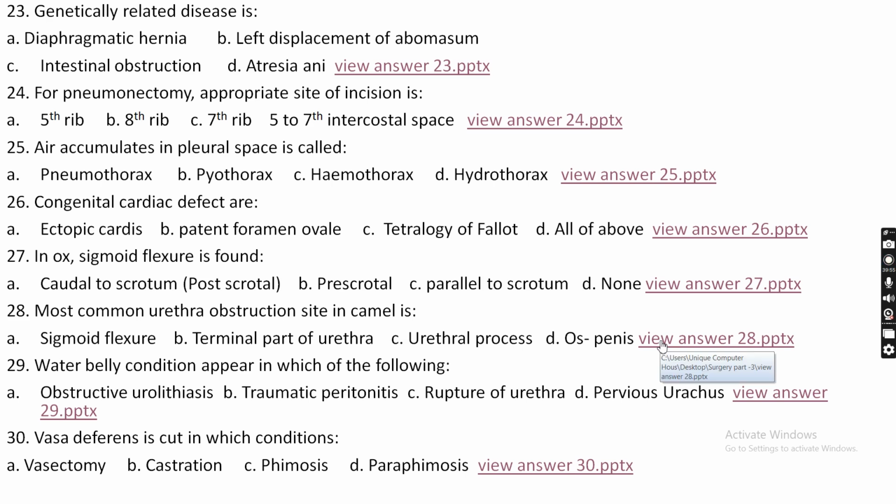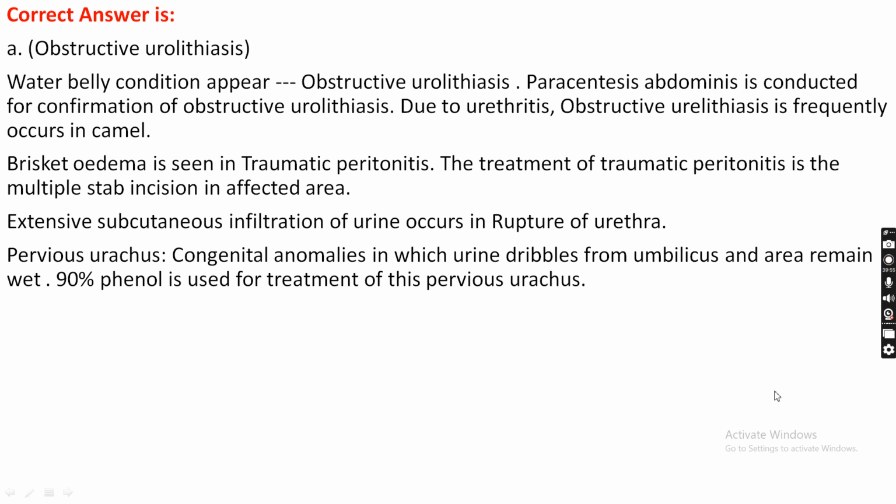Question number 29. Water belly condition appears in which of the following? Option A, obstructive urolithiasis. Option B, traumatic peritonitis. Option C, rupture of urethra. Or option D, patent urachus. The right answer is option A, that is obstructive urolithiasis.